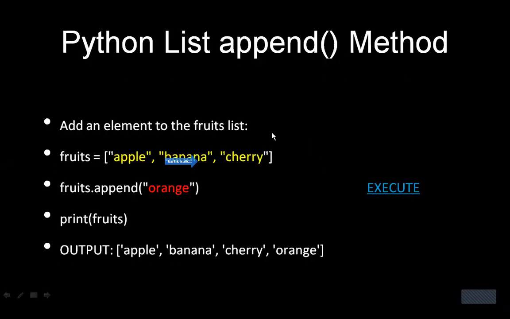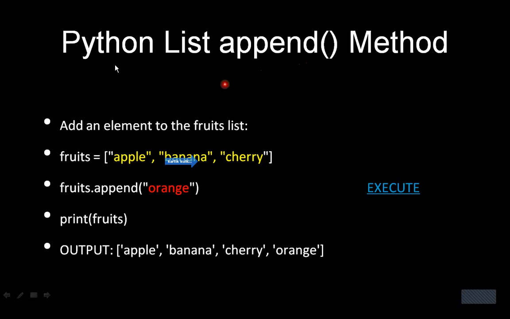Now you can notice here, first of all you should understand what we mean by append. Append means what? The general meaning of append is to add elements at the end of the list. To add the element at the end of the list, that is the meaning of append.